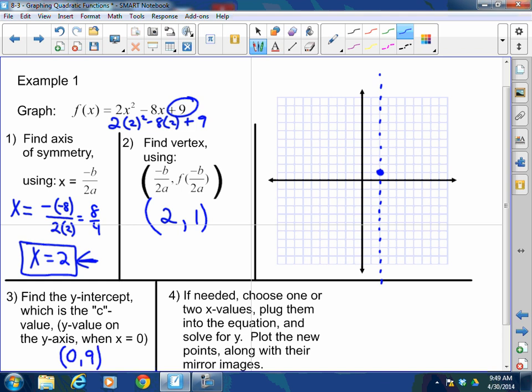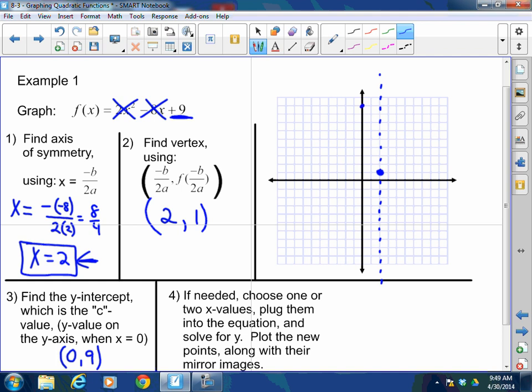Mr. Morrow, why is that the y-intercept? Well, think about the definition. The y-intercept is the y value when x is 0. So if x is 0, that's 0, that's 0. What am I left with? 9. But if you know the proper format, the c is always the y-intercept, period. So go ahead and graph that, my friends.